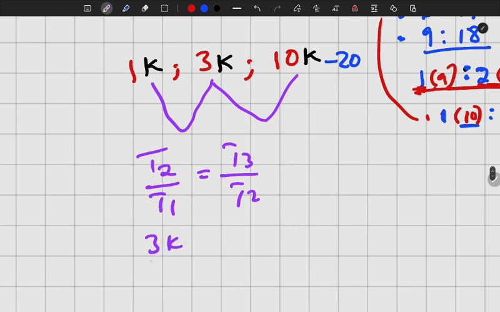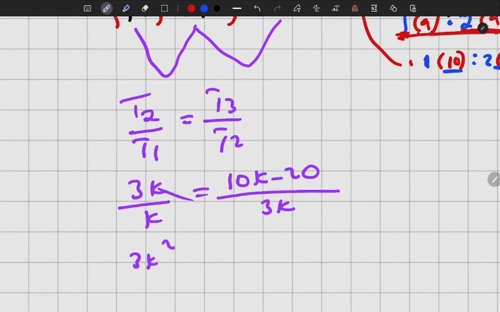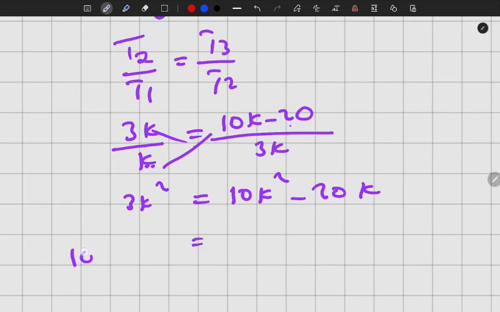What is t2? 3k over k. And then what is t3? 10k minus 20 over 3k. Cross multiply, we get 3k squared is equal to k times 10k, which gives 10k squared, and k times minus 20, which gives minus 20k. And then we move everything to one side. Let's have a 0 here. Then we have 3k squared minus that, we get 7k squared minus 20k.